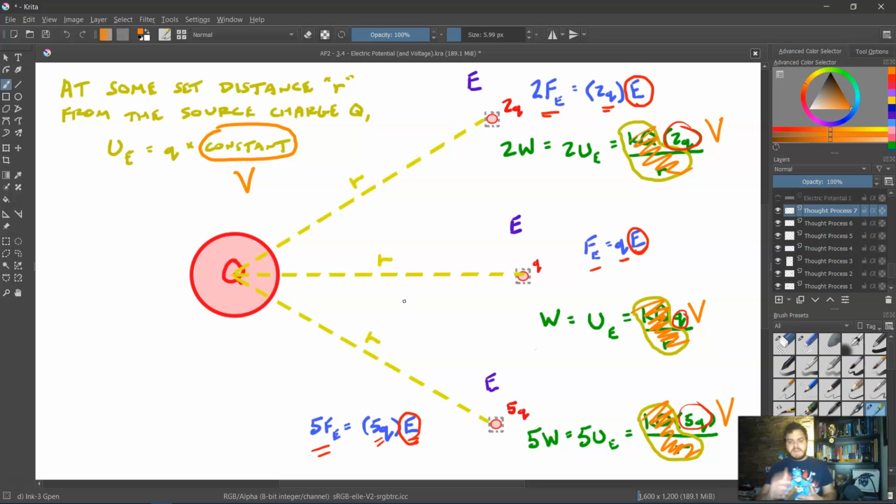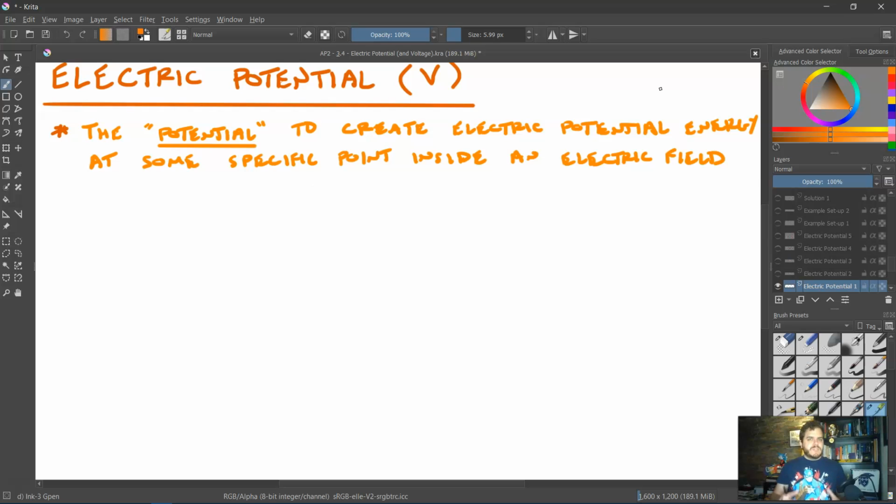So essentially what I've said is that at every point in space, a certain distance away from that charge, there is some constant that quantifies basically how much energy per charge we could have. So if I want to know the total energy, I just multiply it by the amount of charge. And this is something known as the electric potential. So the electric potential is abbreviated with a capital V.